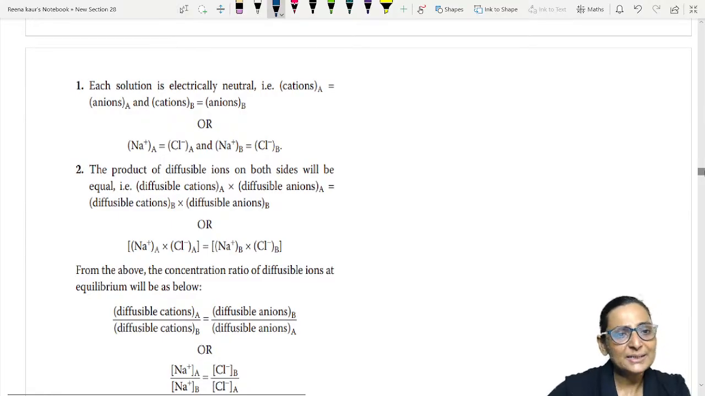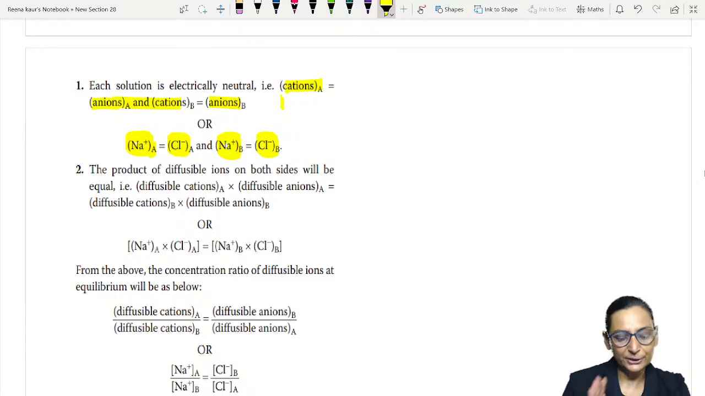So each solution is supposed to be electrically neutral, that is, the cations on A are equal to the anions on A, and the cations on B are equal to the anions on B, right? So the sodium concentration on A is equal to the chloride concentration on A, and similarly the sodium concentration on B is equal to the chloride concentration on B. So both solutions are electrically neutral. Suppose 5, 5, 5, 5. So there are equal numbers of cations and anions on either side and they are well settled. So the product of diffusible ions on both sides, sodium on A side multiplied by chloride on A side, is equal to sodium on B side multiplied by chloride on B side.